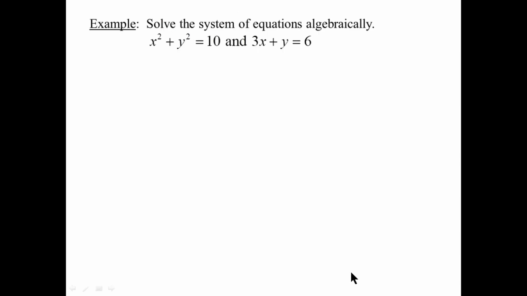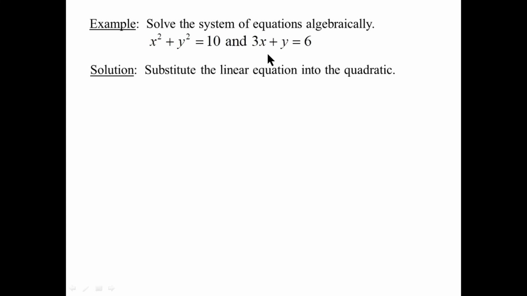Let's do one by algebra. Now, I've presented here a second-degree relation. It's a circle centered at the origin with radius √10, which is just a little more than 3. This is a second-degree relation. It's not a quadratic, but it behaves in the same way as a quadratic when it's part of a system of equations with a linear equation like this one. So we'll treat it just like we would treat a quadratic, even though it's a second-degree relation, which is a circle in this case.